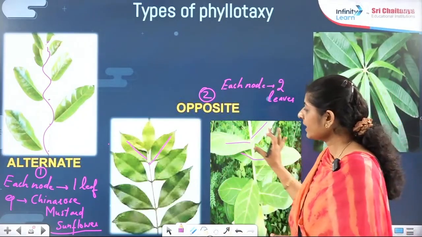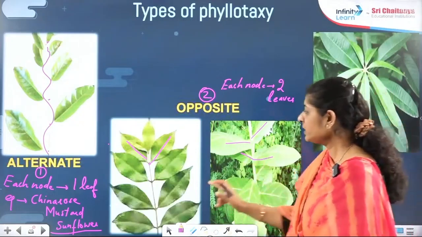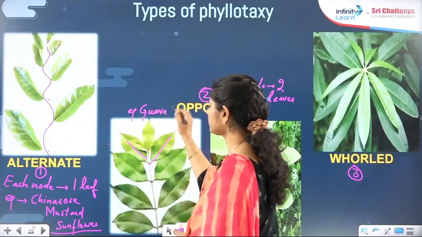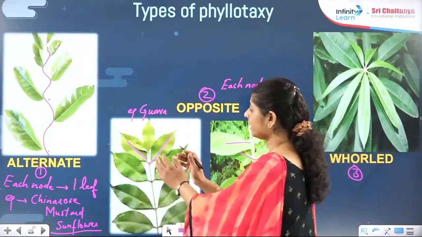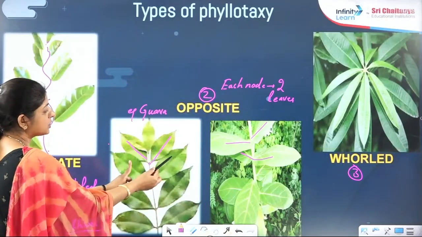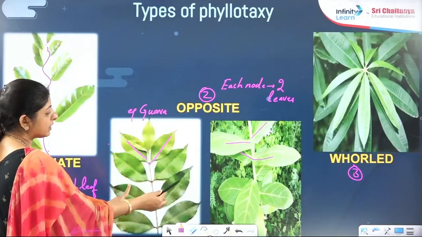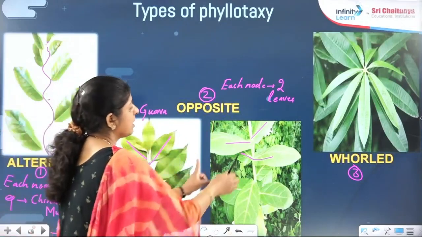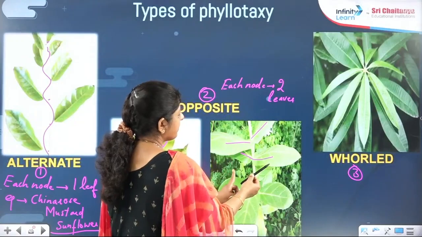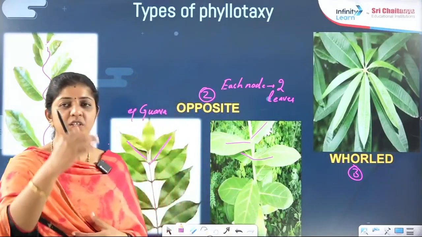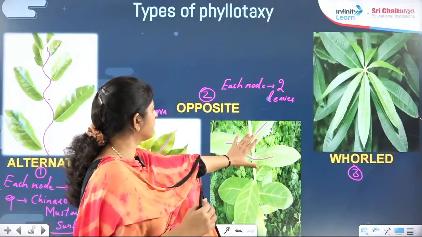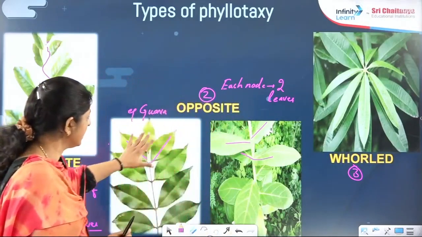But why have 2 diagrams been shown here? In the first diagram, suppose I am taking guava. In guava, if I take this as one pair, the second pair is going to be parallel to the next, parallel like this. But in this case, one pair will be like that, and the second will be perpendicular, right? Next will be perpendicular again. So this perpendicular arrangement, one pair to the next, shows one type of the opposite type, and this is the other type.